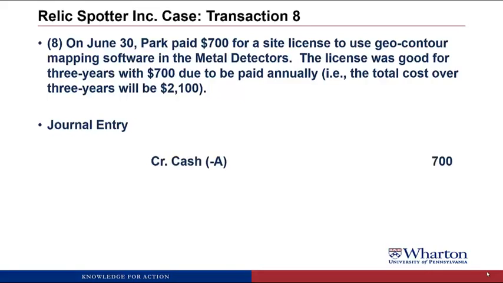Now, what are we paying for is we're buying software. And I never knew that metal detectors ran on geocontour mapping software, but apparently they do. Software is going to be an asset because it's something that we can use to run these metal detectors over the next 3 years. But we don't account for all 3 years of $2,100 now. We only account for the $700 that we paid in cash.